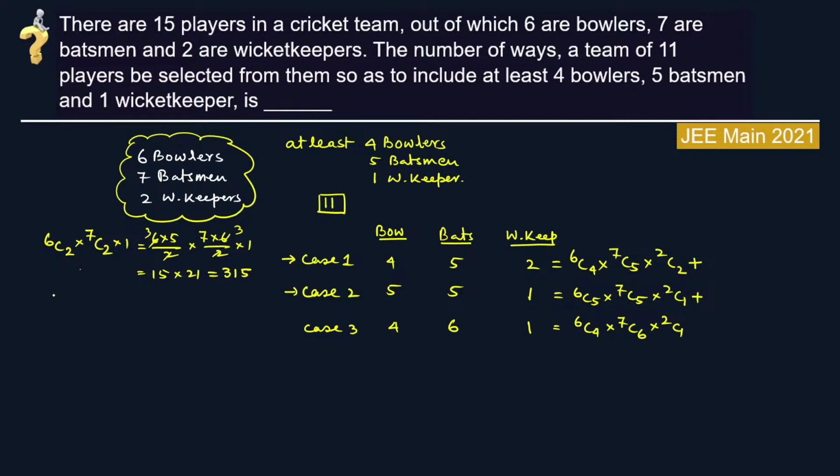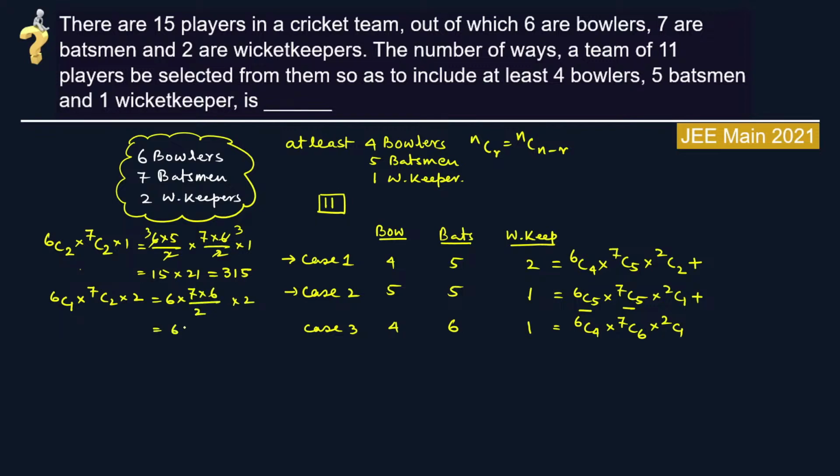6C5 is the same as 6C1. I hope you are all understanding why I'm taking it this way. Because the property is nCr is the same as nC(n minus r). So 6C5 can be written as 6C1, 7C5 can be written as 7C2, and 2C1 is 2. So this is 6, 7 into 6 divided by 2, into 2.